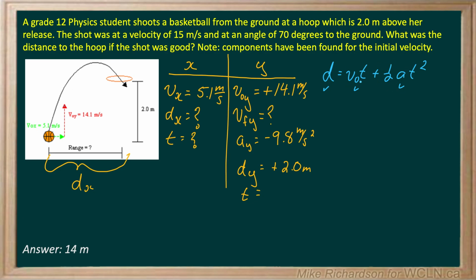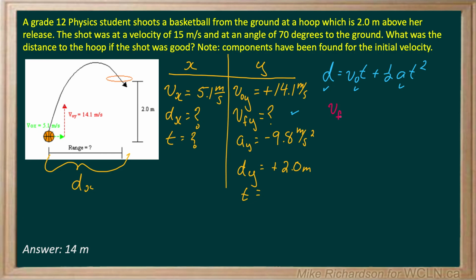Whatever's in front of the t becomes b, and then when I move this over, that becomes c. It's not super hard, but it's quite a few steps. There is a way around using the quadratic formula, and that's to solve for V final in the y first, and then use a different equation to find time.